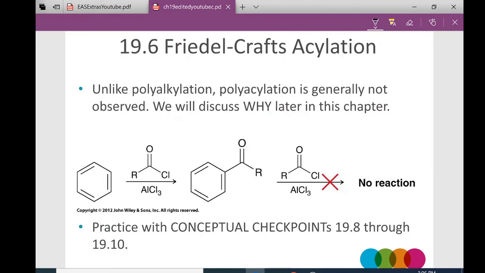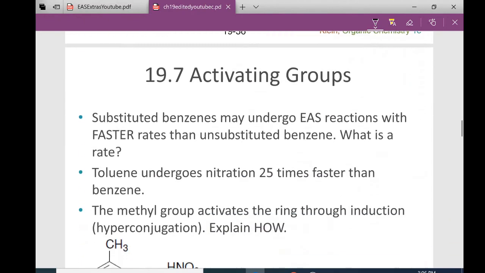Another advantage to adding an acyl group onto the ring is that it's not subject to polyalkylation, and that's because the acyl group is actually electron withdrawing, and therefore it deactivates that ring toward further acylation, and so we tend to just get monoacylation, which reduces unwanted side products.